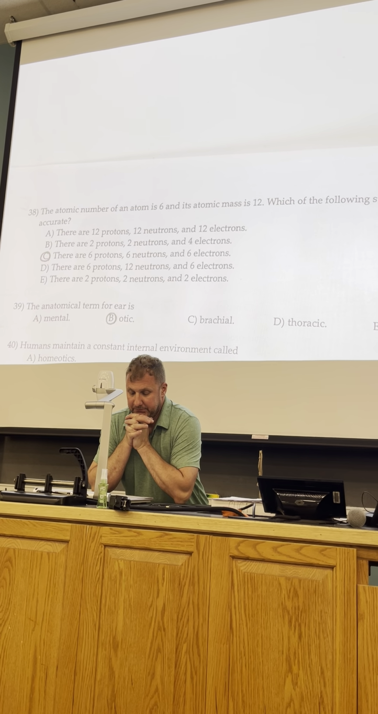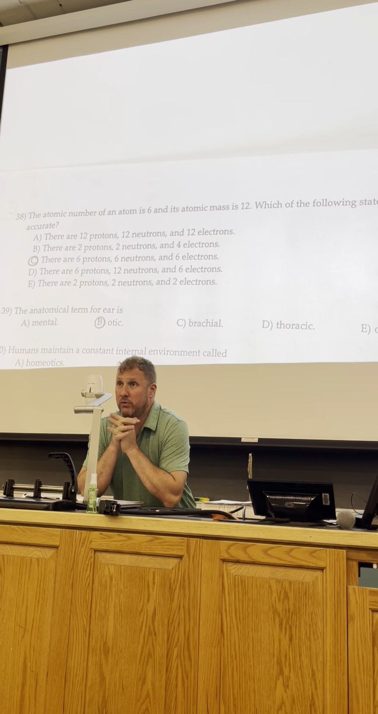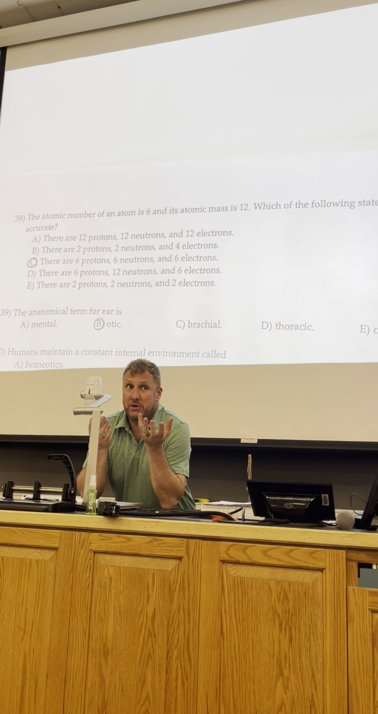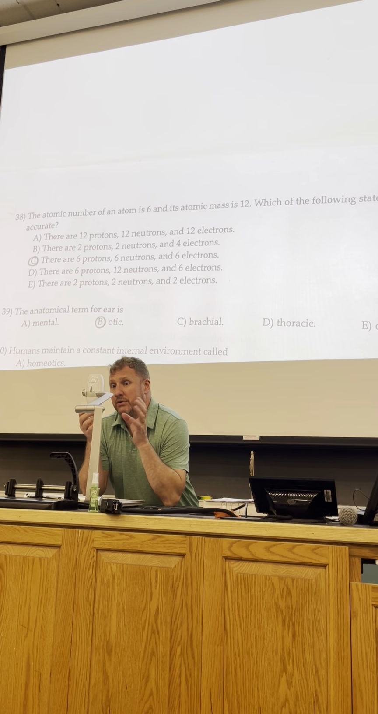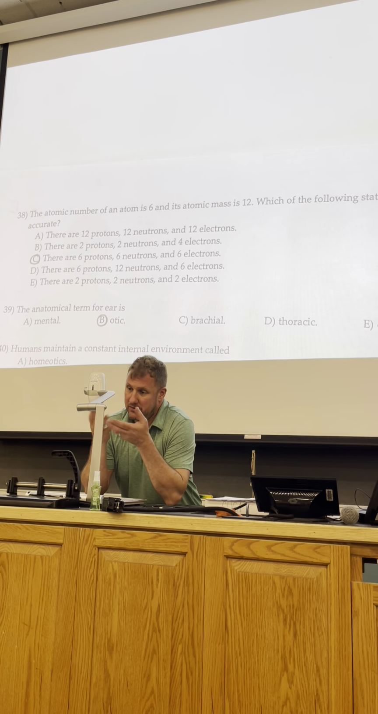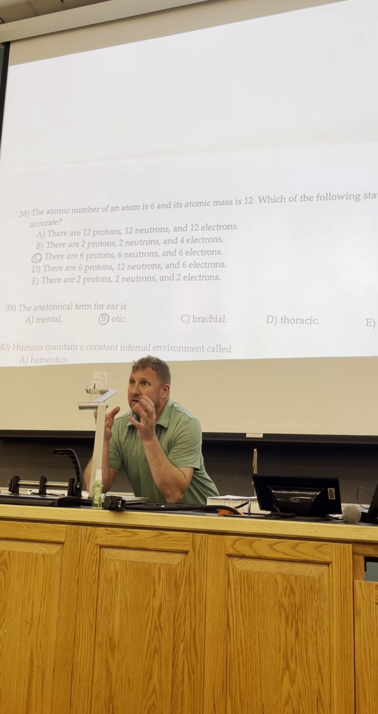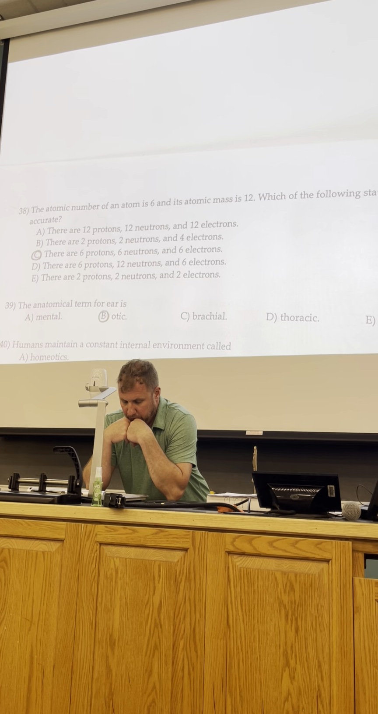The atomic number of an atom is 6, the atomic mass is 12. With 6, we could say how many protons we got. We know the atomic mass is 12. Protons plus neutrons equals that atomic mass. You can do the algebra and say, okay, 6 plus what is 12? 6 plus 6. Nice.